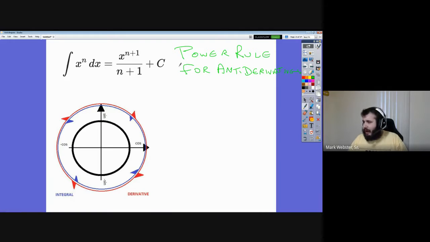Right? So it's basically the opposite. Instead of making the exponent go down by 1 and multiplying by the old exponent, we're going to make the exponent go up by 1 and divide by the new exponent. And that's all we're doing. So if you're taking the antiderivative of x to the fifth dx, then the exponent goes up by 1. You divide by that new number plus c.